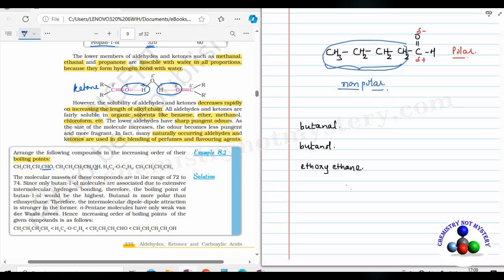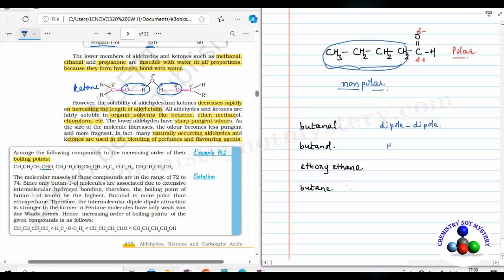And the next one is butane. Now identify the intermolecular force of attraction in these molecules. In butanal, the aldehyde functional group is there, and due to the aldehyde functional group, this molecule is polar, so there will be dipole-dipole interaction along with van der Waals force of attraction.